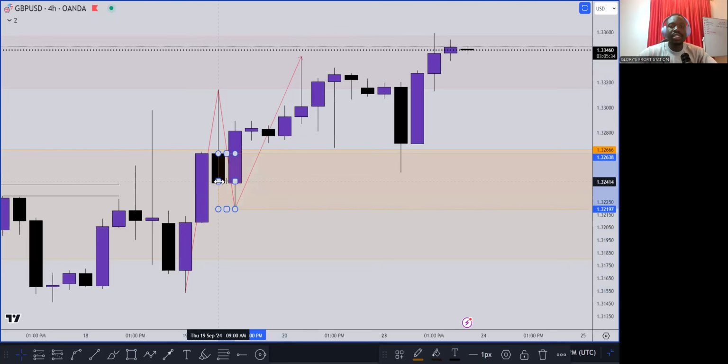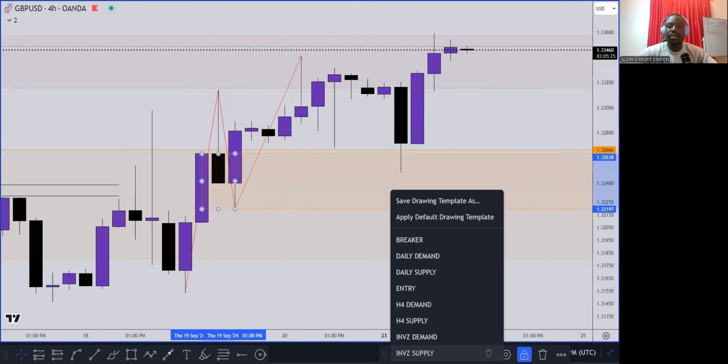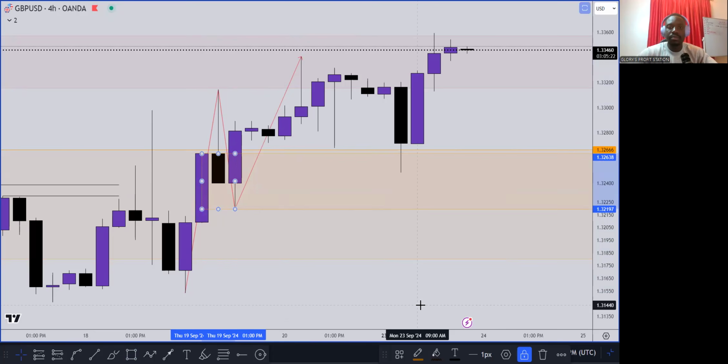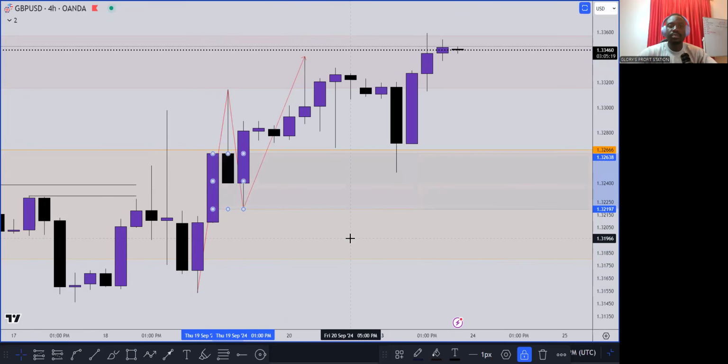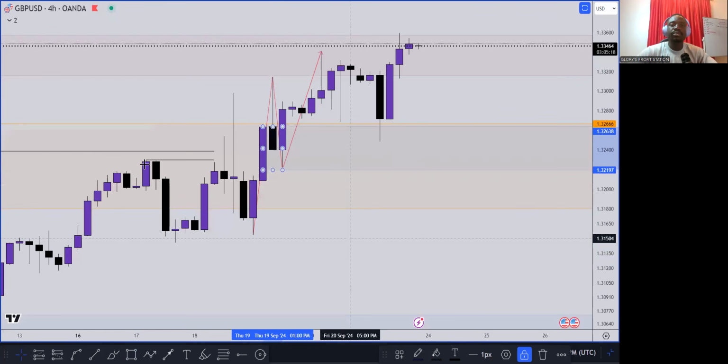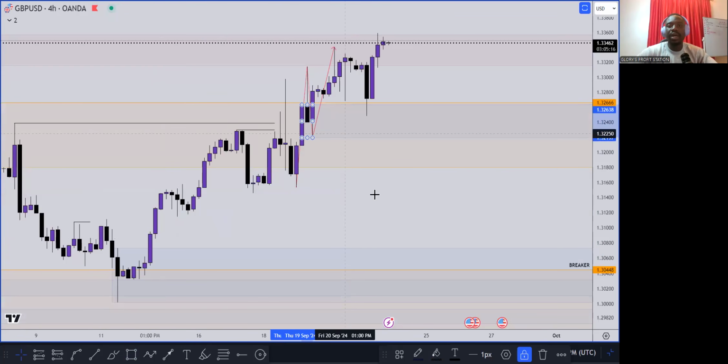So now you can see how the breaker level is aligning with a 4-hour demand level. Okay, so this area here is a 4-hour what? Demand level. So what do we see? We see a bullish breaker level aligned with a 4-hour demand level.